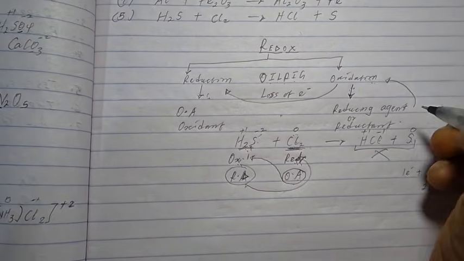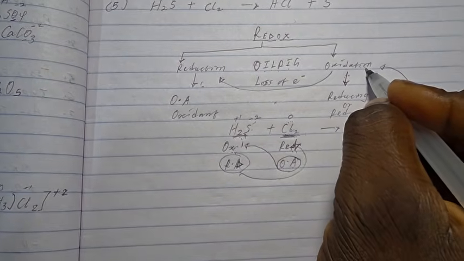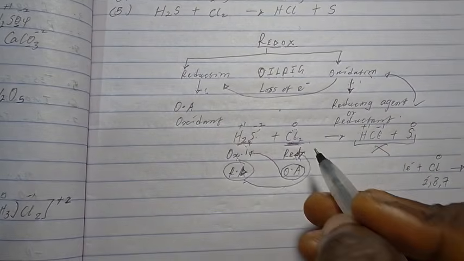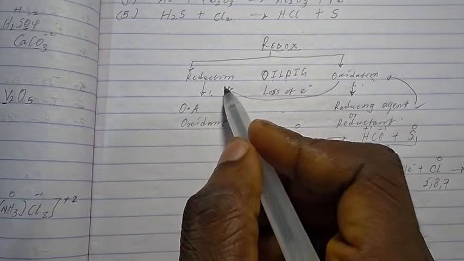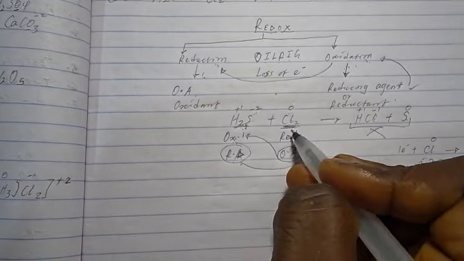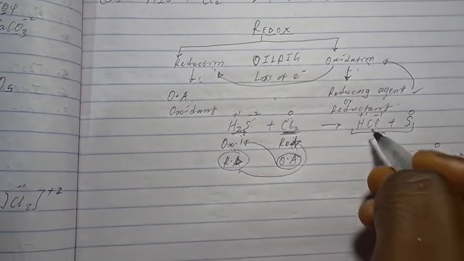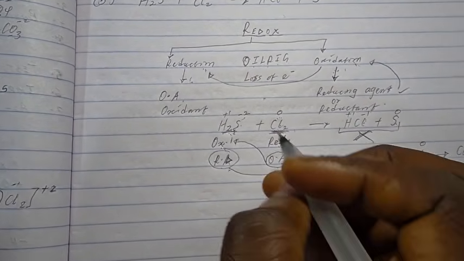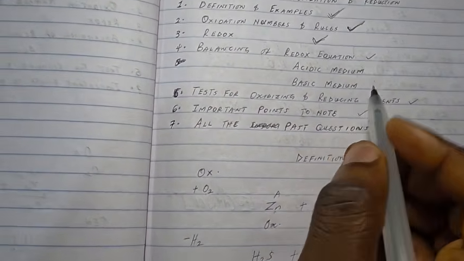So don't forget, anytime they say which one is a reducing agent, just look for the one undergoing oxidation from what we have learned in the previous video. So the one undergoing oxidation is this one, and that means that is your reducing agent. If they say which one is the oxidizing agent, look for the one undergoing reduction. That is your oxidizing agent. And let's say you don't even know what to do at all, don't pick your answer on this side. Your answer is always on this side. So we are going on to balancing redox equation in acidic medium and in basic medium for the purpose of your exam.